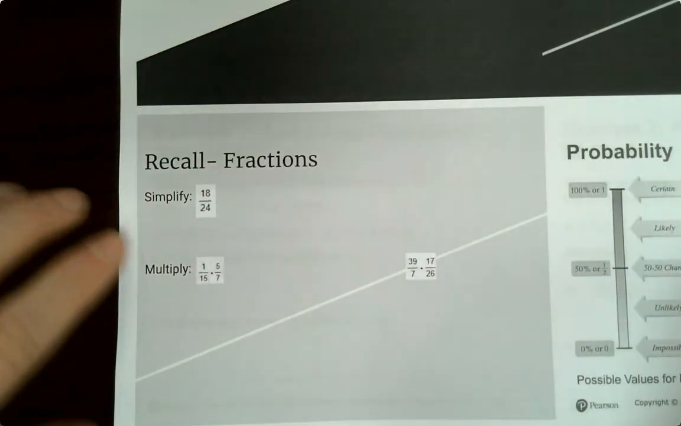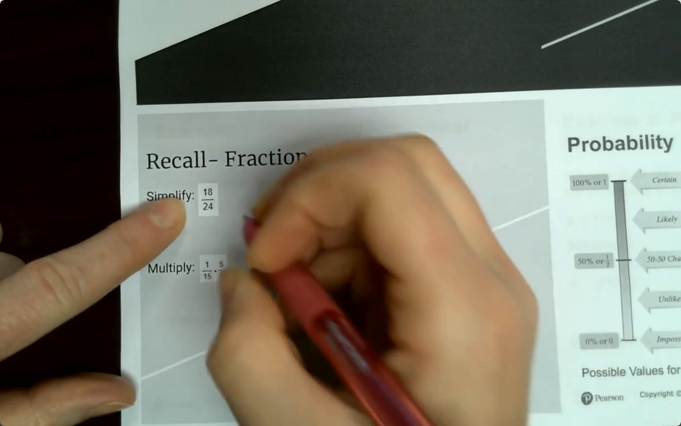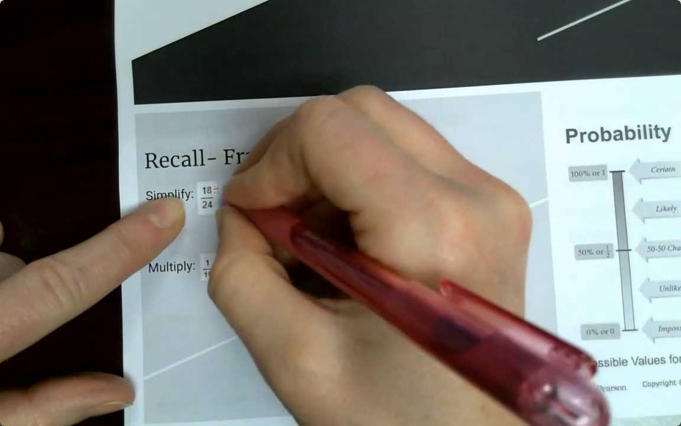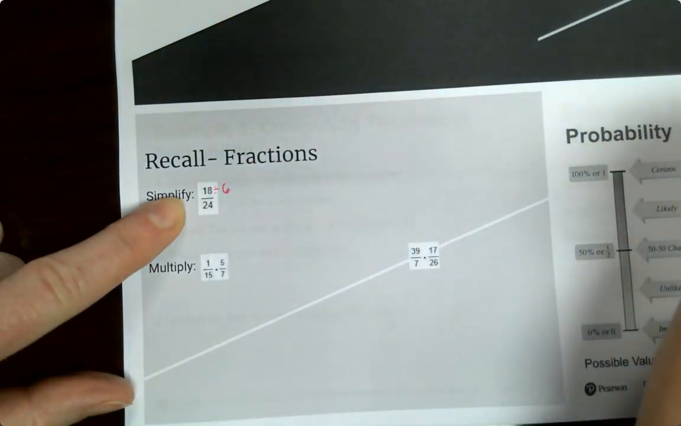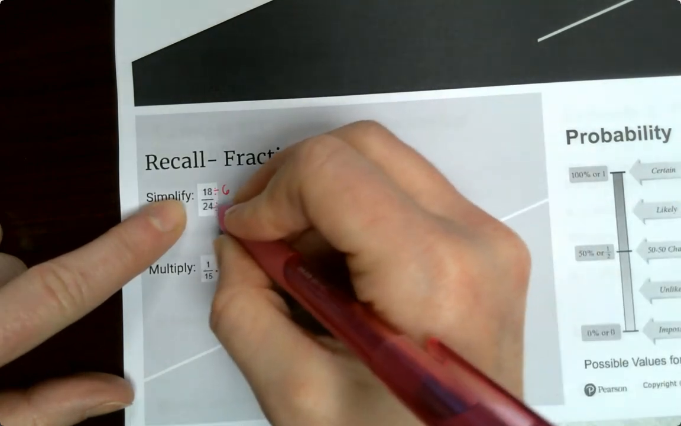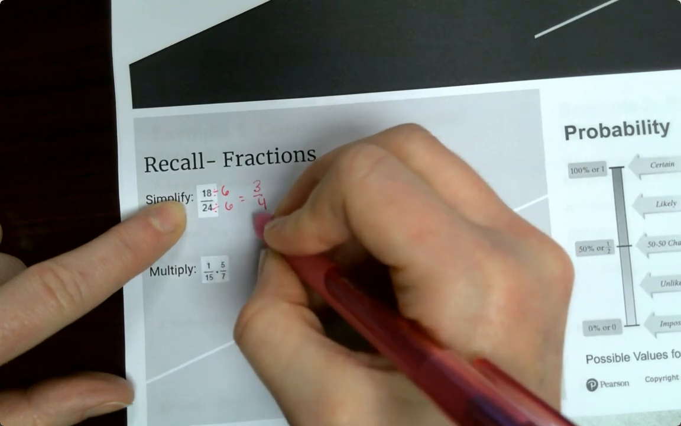So simplifying fractions, you would need to find a common divisor for each of these. 18 and 24, you can divide by 6. You can also divide by 2 and 3, but the largest value that you can divide both of them by is 6. You divide both, and we get 3/4.